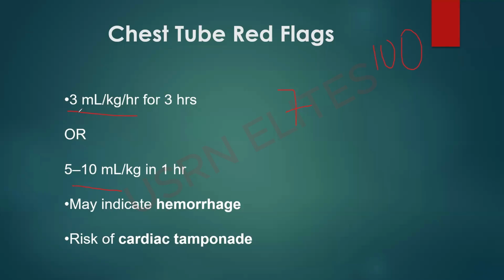So if you want to know for 3 hours, it's 3 times the weight. If the patient is 7 kg, 7 times 3 is 21. It means if the 7 kg child has 21 mils drainage every hour continuously for 3 hours, it's a cause for concern. Or if that 7 kg child, 7 times 5 is 35, has 35 mils of drainage in 1 hour, it's also a cause for concern. That is what we are talking about here.